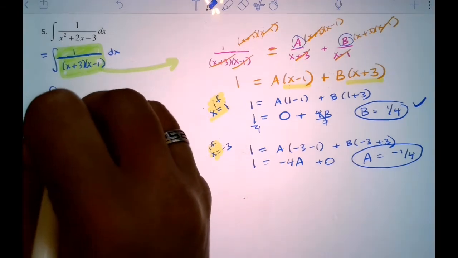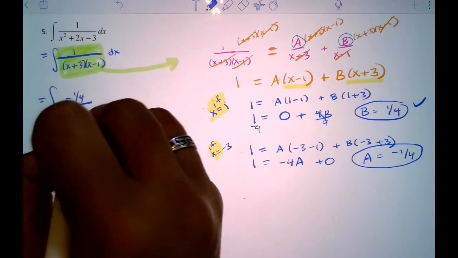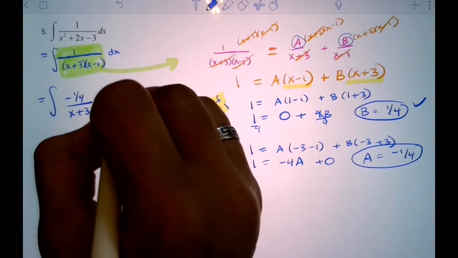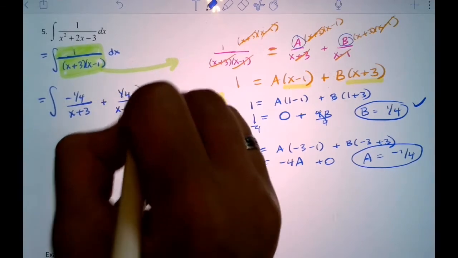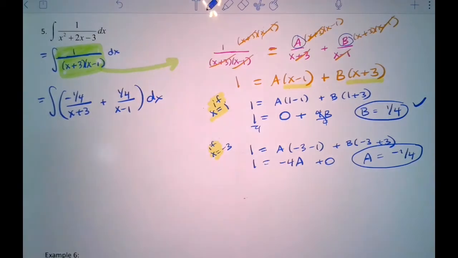A over x plus 3 plus B over x minus 1. That is a legal sort of next step.